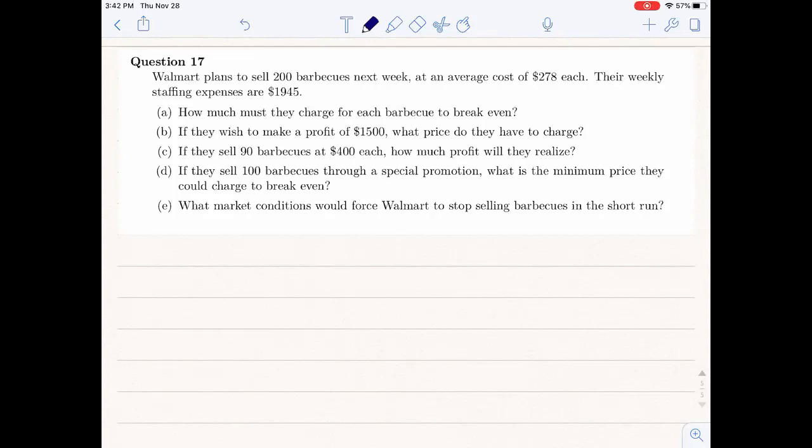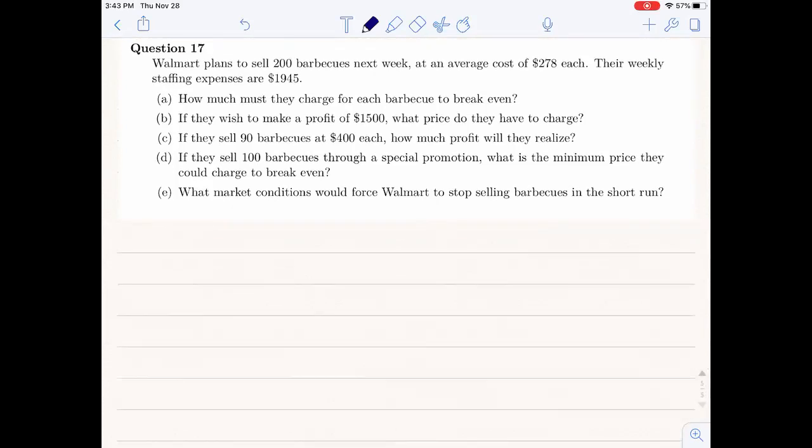But here we go. How much must they charge for each barbecue to break even? Okay. To know what our break-even point is, we're going to need to know our profit function, right? And so it doesn't ask for the profit function, but that's our first thing that we need to do, right? The break-even point is right where our profit is 0, right? And then we look at, okay, if they want to make a profit of $1,500, then what price do they have to charge? And then if they sell 90 barbecues at $400 each, how much profit will they have or realize?